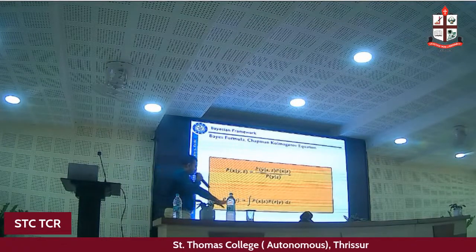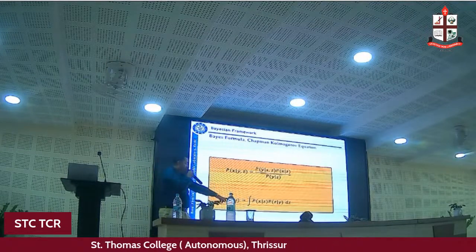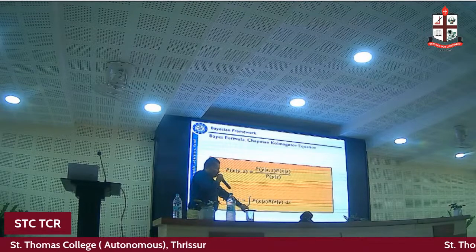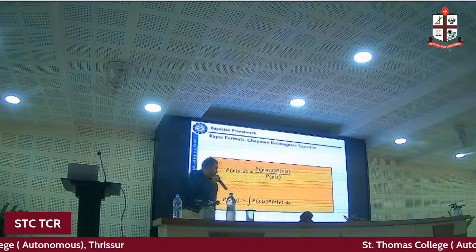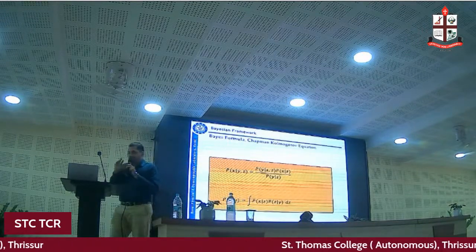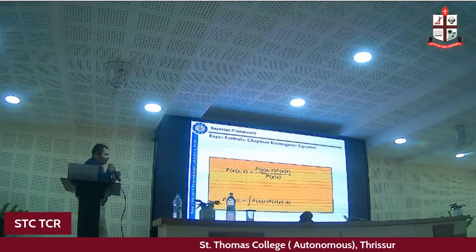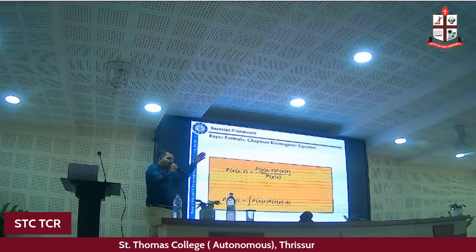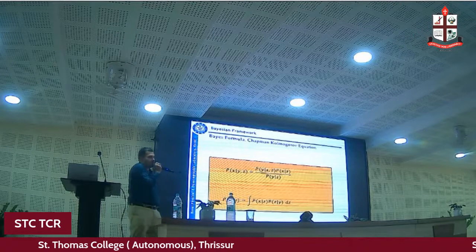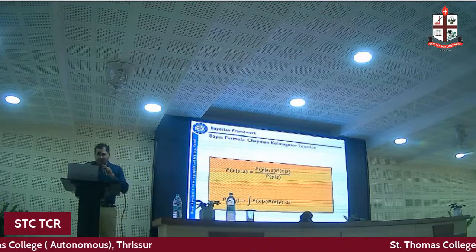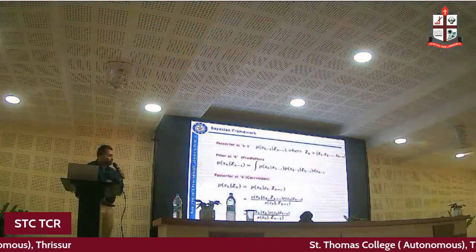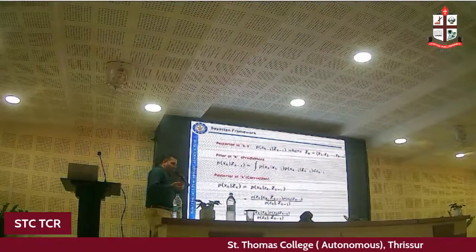This is the Chapman-Kolmogorov equation. P of x given y is the integral over all z of p of x given z into p of z given y. These two results are being used. If you Google it, you can get the complete details of Bayes formula and the Chapman-Kolmogorov equation. So now let us see how we are going to use it in our framework.